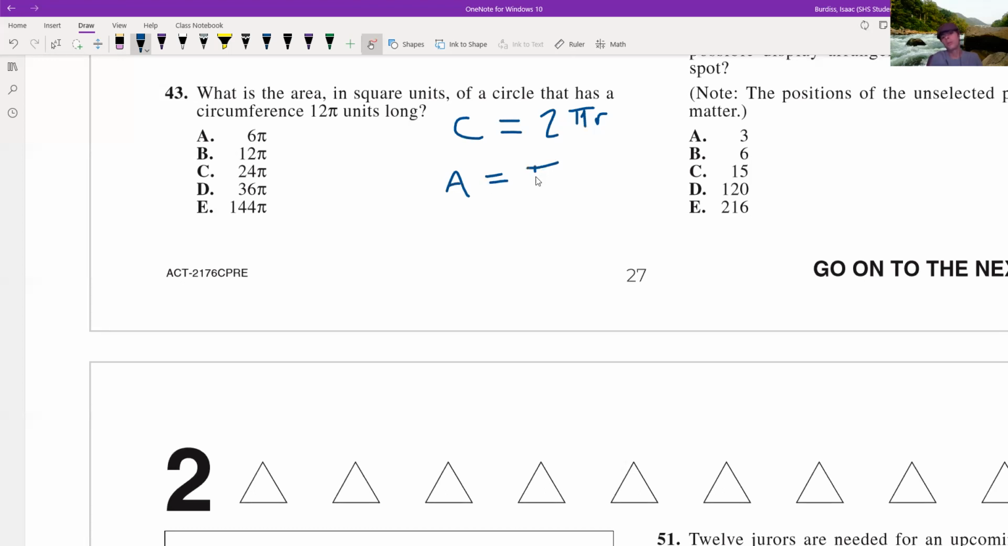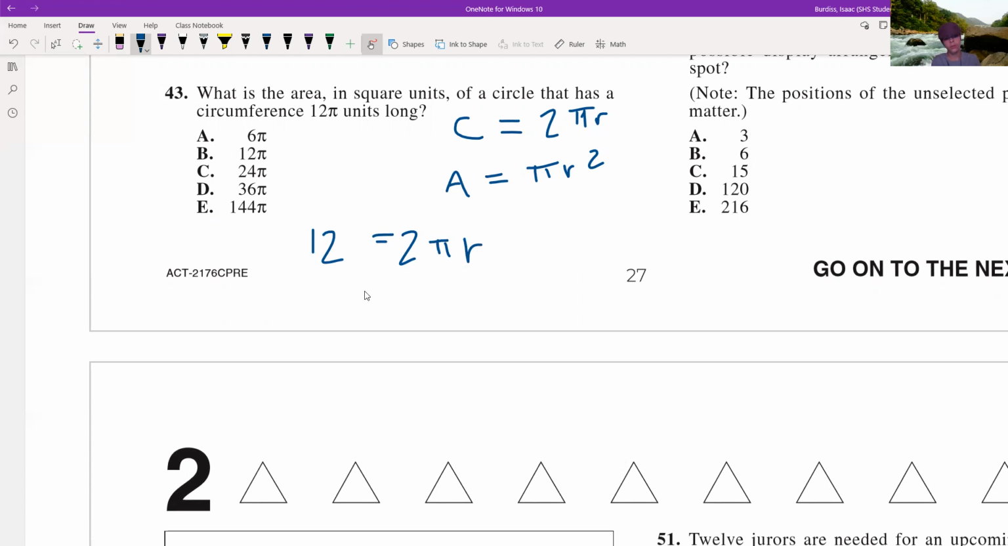So basically, you set these equal to each other, and we're trying to find the area. Wait, no, you set these equal to each other. What am I doing? Never mind. You don't do that. What you do is, if you knew that the circumference was 12, let's find out what the radius would be. And then we plug that into R for the area equation.